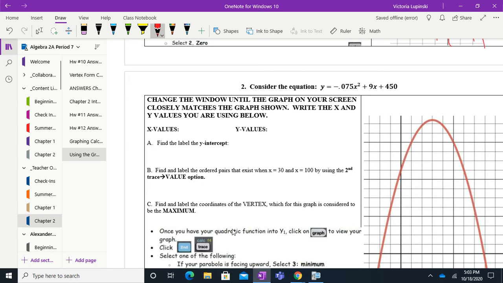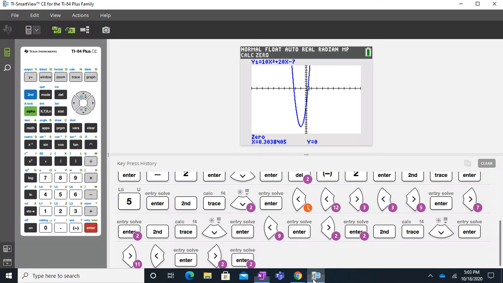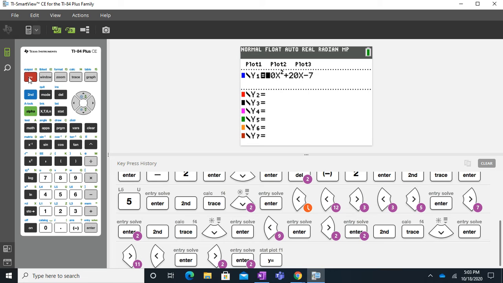As we move into the word problems, we are going to be seeing these kind of ugly looking equations, which means more than likely we are going to have to be changing our window. So go ahead and go back to your graphing calculator. Go back to the y equals. You're going to go ahead and delete or clear whatever you have there in y1. You're now going to type in your second equation.